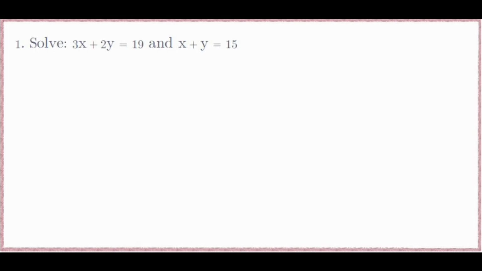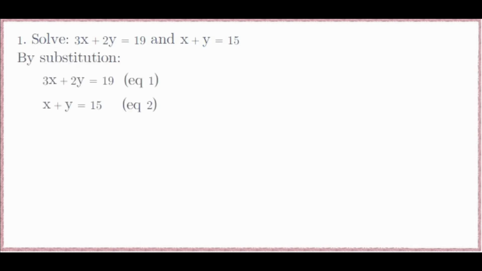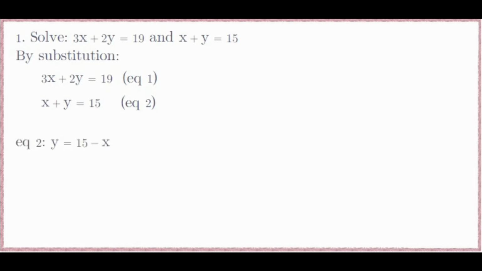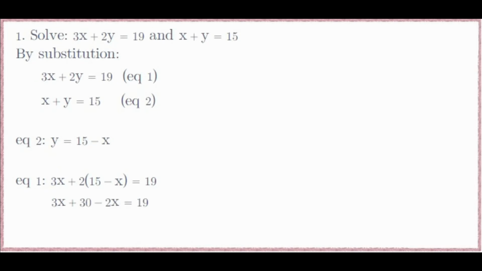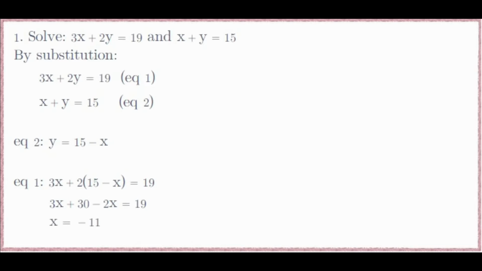We can complete this example using substitution. Let's solve the second equation for y. So we get that y equals 15 minus x. Plugging that back into the first equation, we get 3x plus 2 times the quantity 15 minus x equals 19. Then, simplifying that out, we get 3x plus 30 minus 2x equals 19. Simplifying further, we get that x equals negative 11.